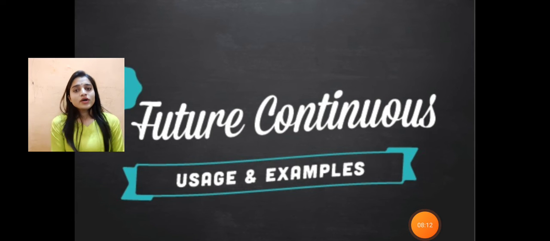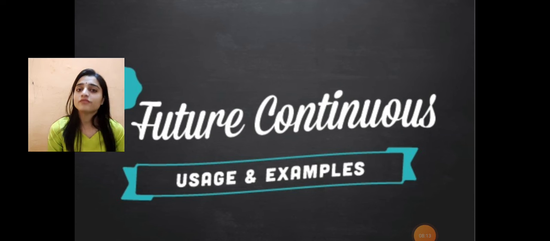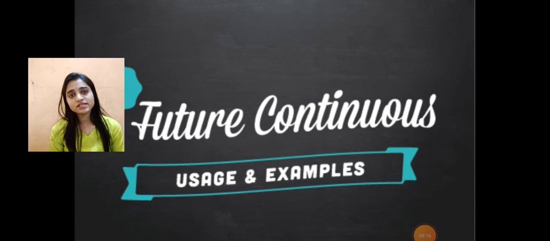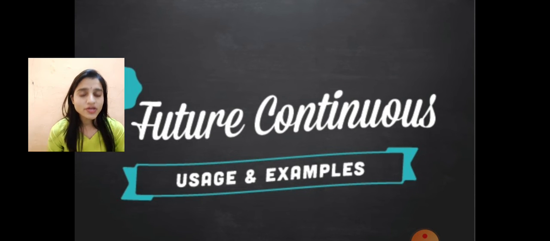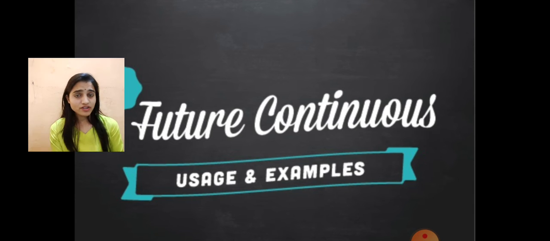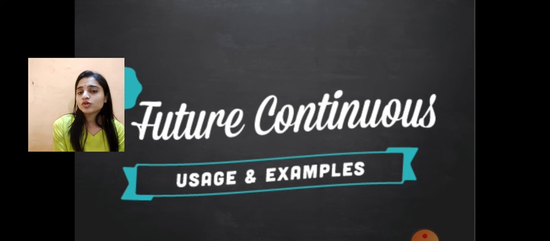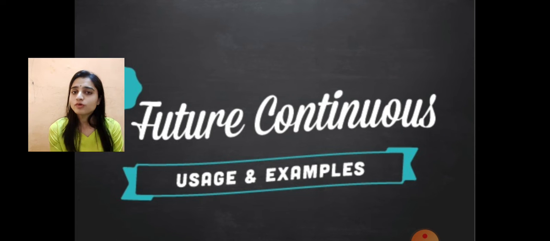Okay, the next type of future tense is future continuous. So future continuous, as the name indicates, means an action, an event that is going to be continued in a period in the future. Those actions are said to be in future continuous tense. Means any work that will continue in a period in the future. For those actions we use future continuous tense.